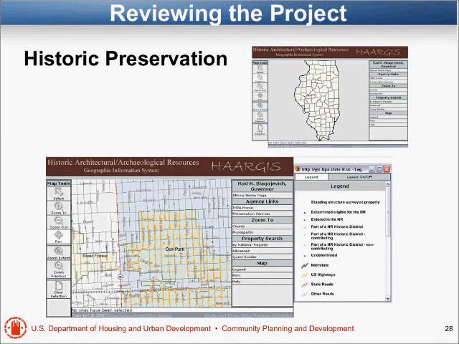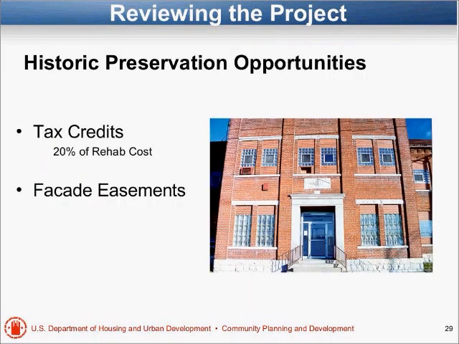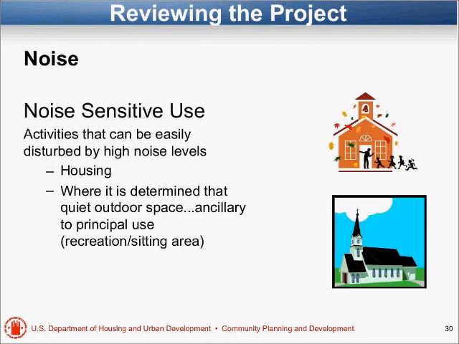How do we get the information? How do we know if there are historic properties? Almost every state has done surveys. They did them in the 70s. Here's an example in Illinois where they actually have it online, and they show historic districts. They show individual properties. Your state, you want to contact your State Historic Preservation Officer. Ask them, where do I go to find out this information? And we mentioned the tax credits, and there are other incentives also.